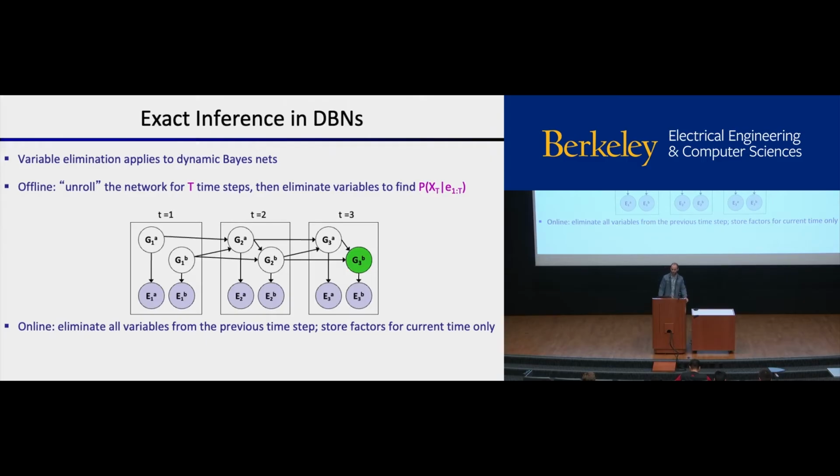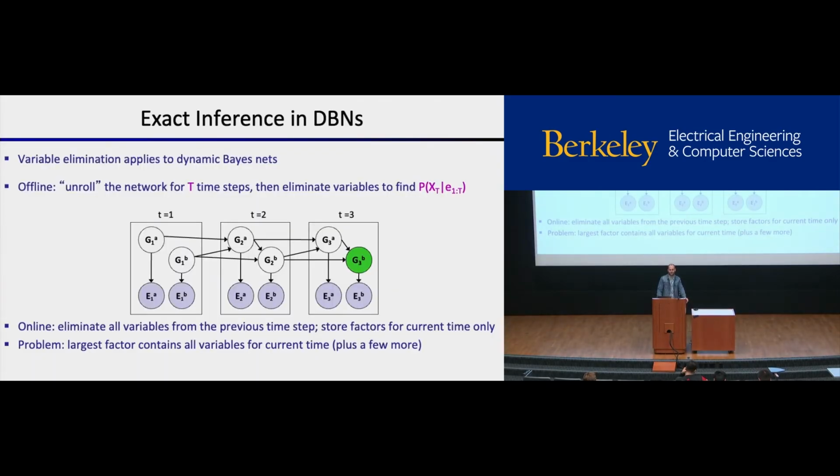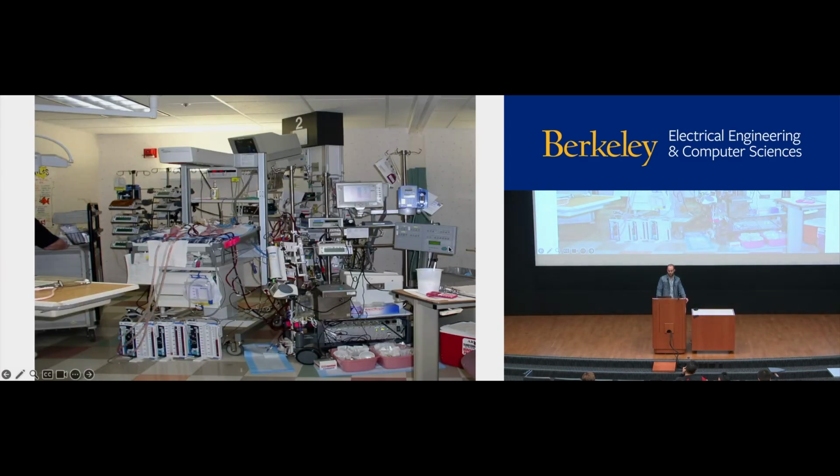An online method would be to eliminate all variables from the previous time step and store factors for the current time only. And the problem that arises here is that the largest factor contains all variables for the current time plus a few more. So it pretty quickly becomes infeasible. The cost is exponential in the time t. Okay, so that would be exact inference.